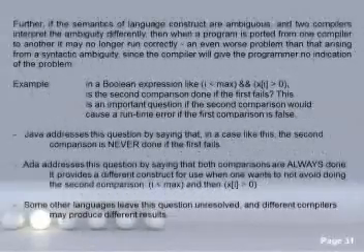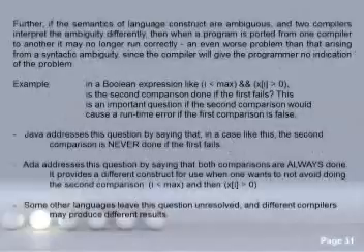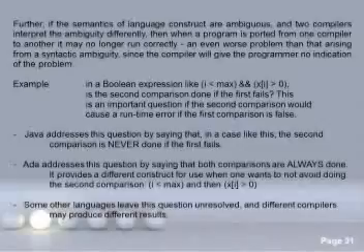When two compilers interpret the program in two ways because of the ambiguity, if the program is ported from one compiler to another, it will not run correctly. Syntactic ambiguity will not give the programmer any indication of a problem.